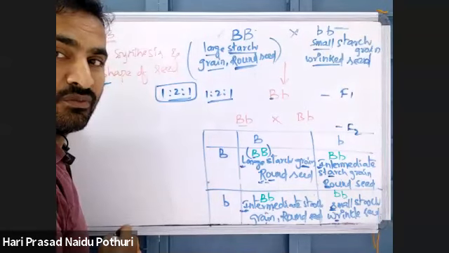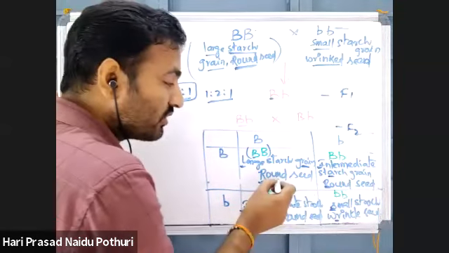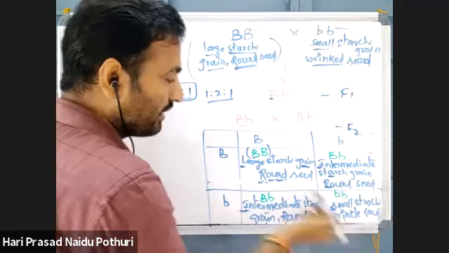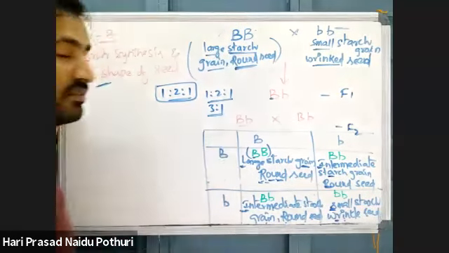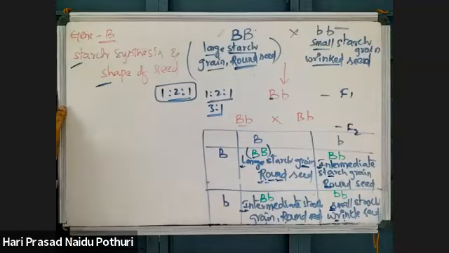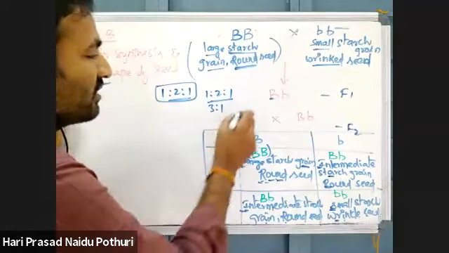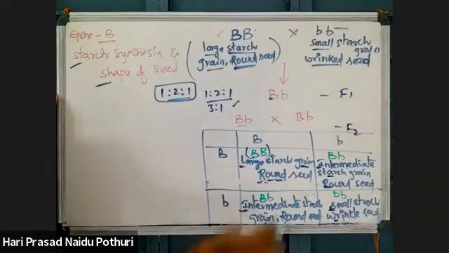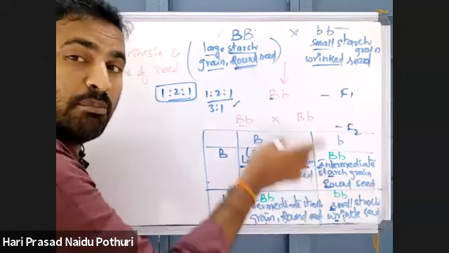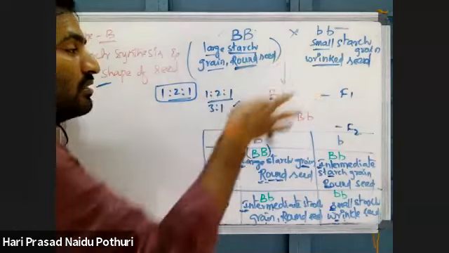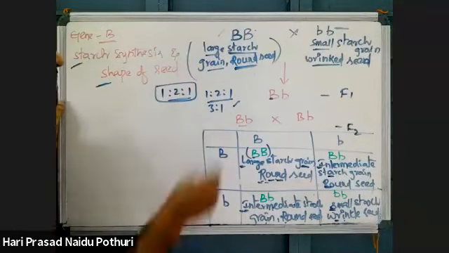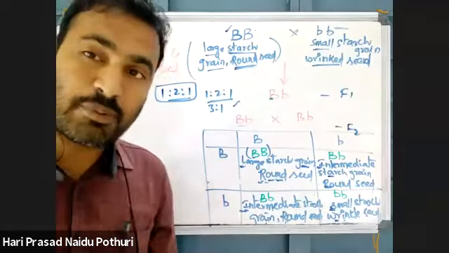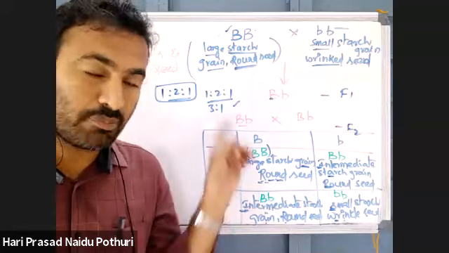Yes or no? But corresponding to seed shape, round, wrinkle, 3:1. That's why we can't say it is fully incomplete dominance. Alleles are showing incomplete dominance, but 2 characters are controlled by single gene. 1 gene is controlling.